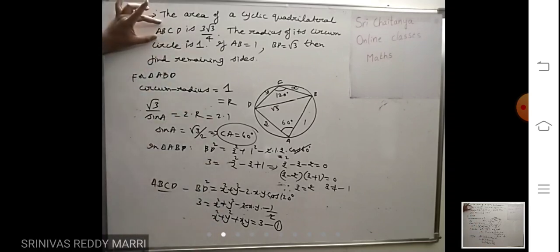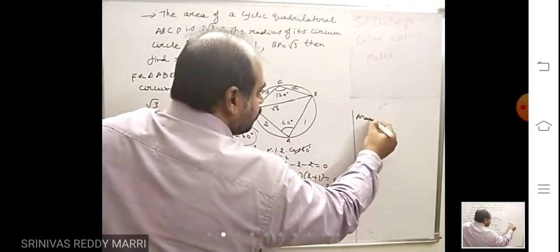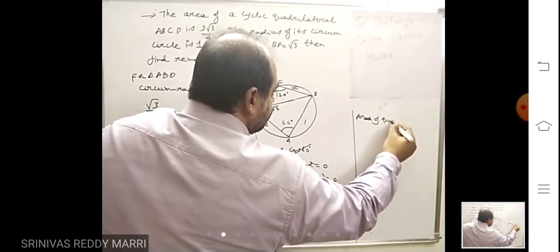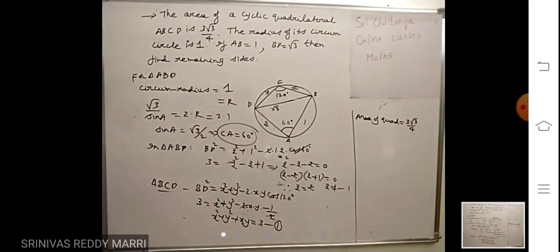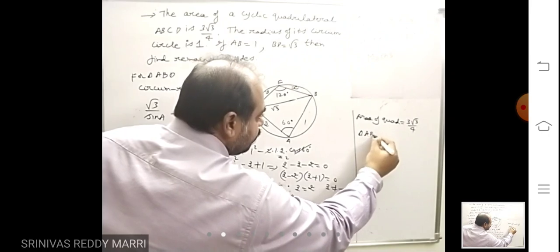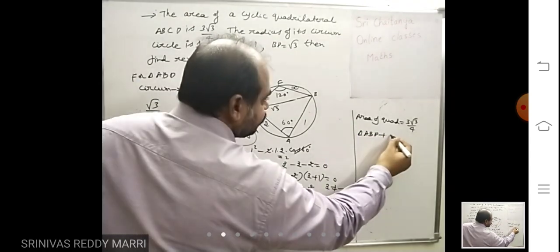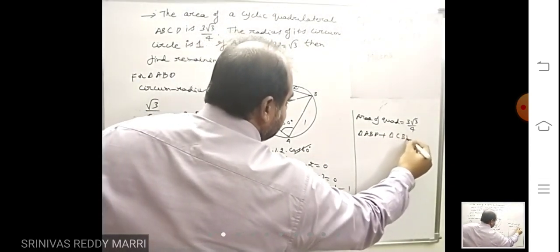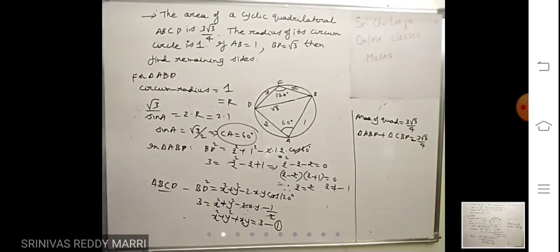Now, the area of the quadrilateral is given as 3 root 3 by 4. Now, area is nothing but, as in the previous problem we have solved, triangle ABD plus triangle BCD, or otherwise triangle CBD. This area is given as 3 root 3 by 4.